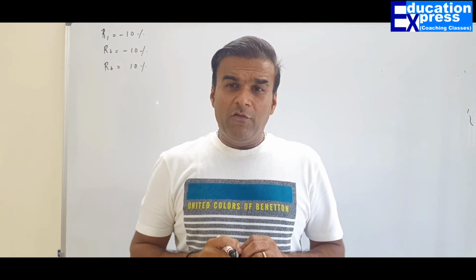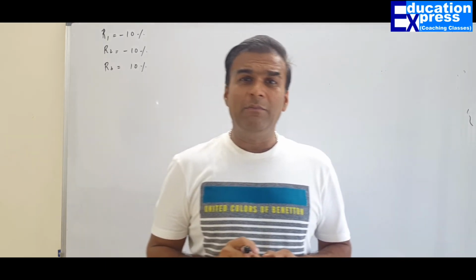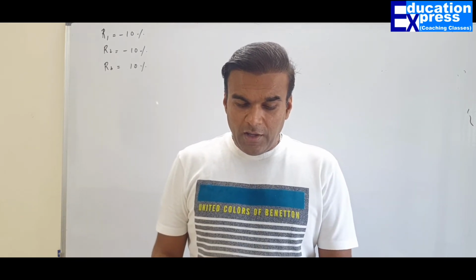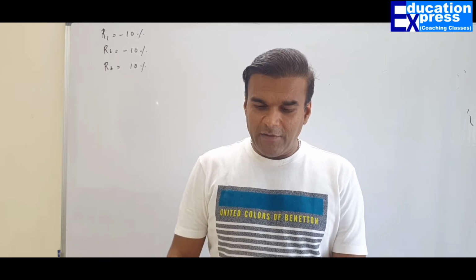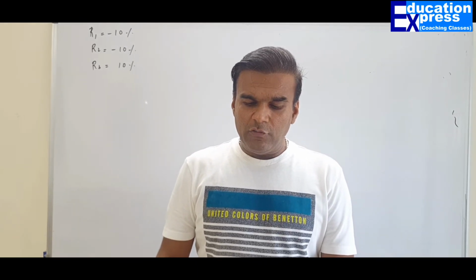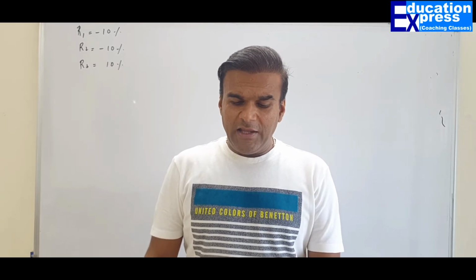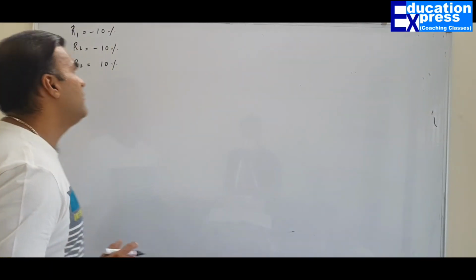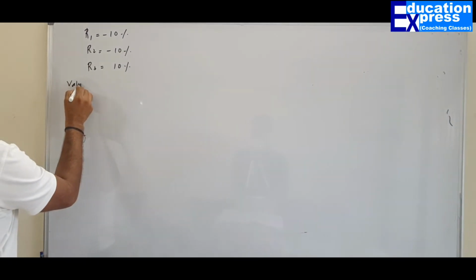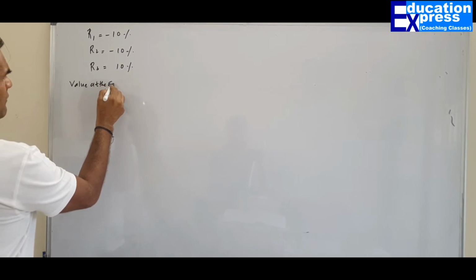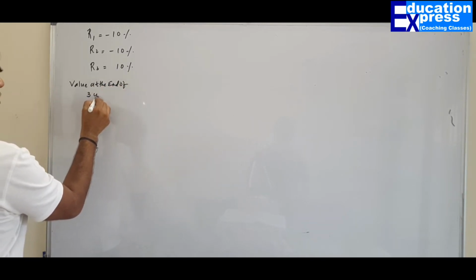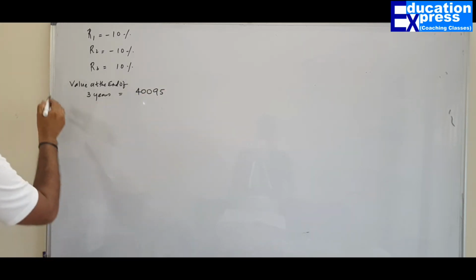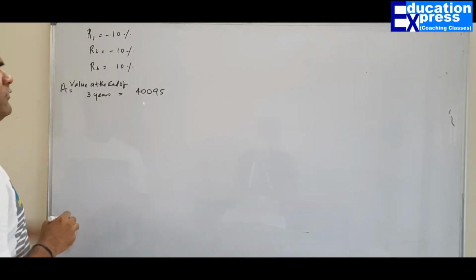For the first 2 years, its value decreased by 10% each year, whereas in the third year, it increased by 10%. Find the original value of the article if its value at the end of 3 years is rupees 40,095. So the value at the end of 3 years is 40,095. Can I say this is nothing but the amount A, because it is at the end of 3 years.